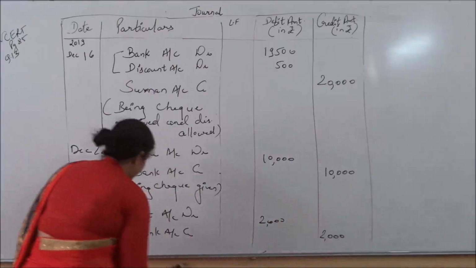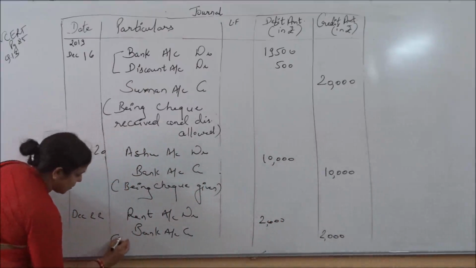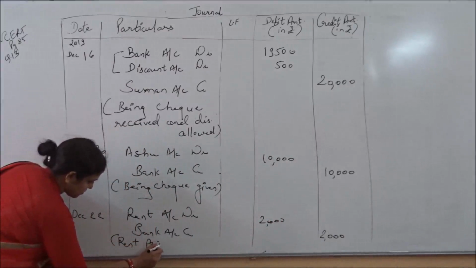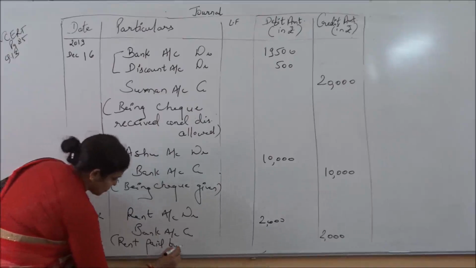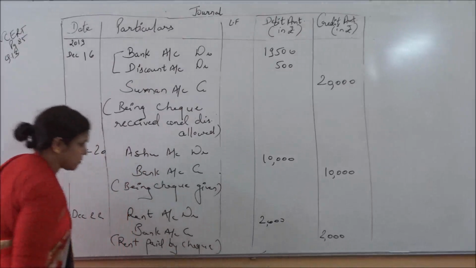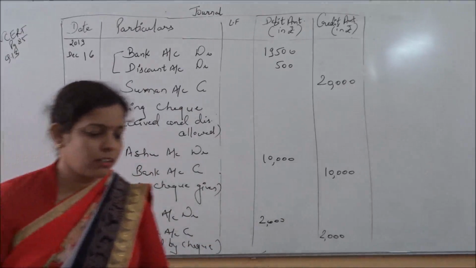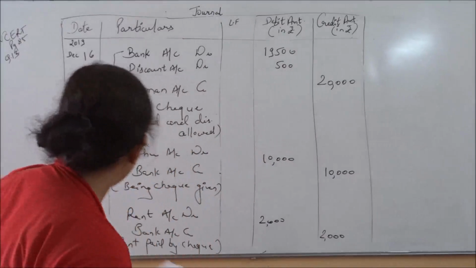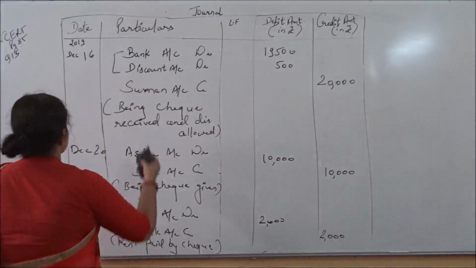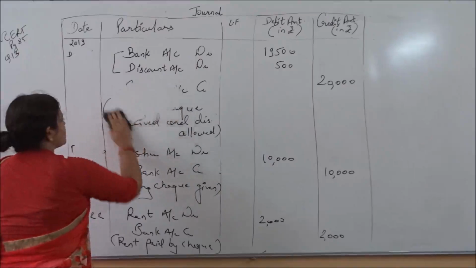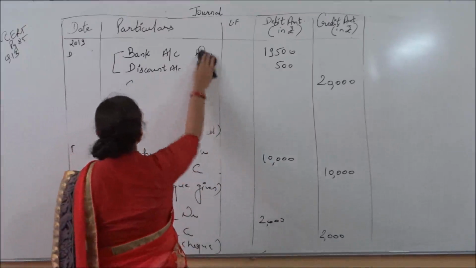Like this. Write the narration. Rent paid by check. Always write the narration, otherwise you will lose your marks. Okay? Then now let us do the next one. After December 22, you can see the December 23 transaction is there. Just a moment, let me wrap it.